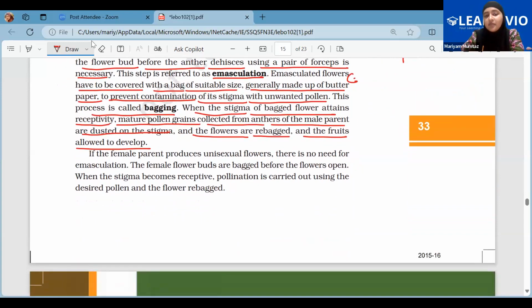Now, if the female parent produces unisexual flowers, there is no need for emasculation. The flower has only the female part or only the male part, so we don't need to emasculate. The female flower buds are bagged before the flowers open. Still, we want to prevent contamination with unwanted pollen, so we bag them. When the stigma becomes receptive, pollination is carried out using the desired pollen, and the flower is rebagged so that no foreign pollen can come.